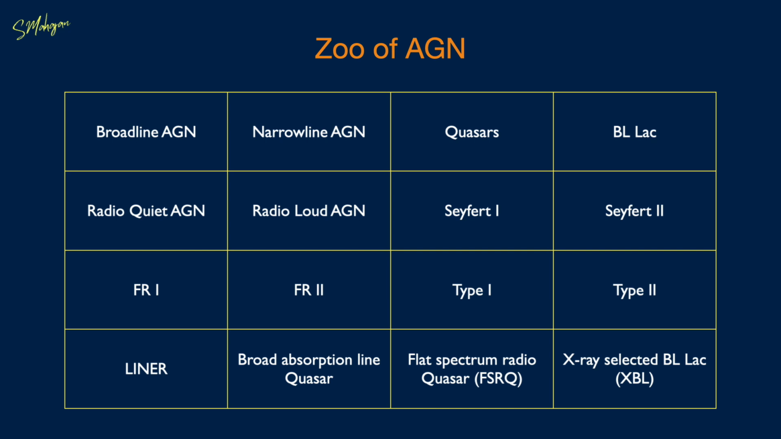AGN come in many different flavors. These are some of the commonly mentioned active galaxies in the literature. In this two-part series, I will briefly describe many of them, mentioning their similarities and differences. Then, I will discuss why some astronomers believe that all these different classes of active galaxies can be unified into very few categories with genuine differences in their intrinsic properties.